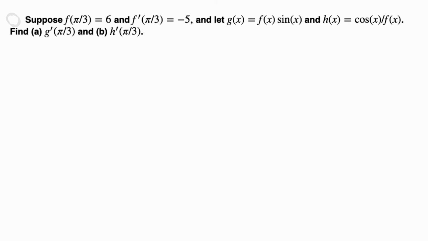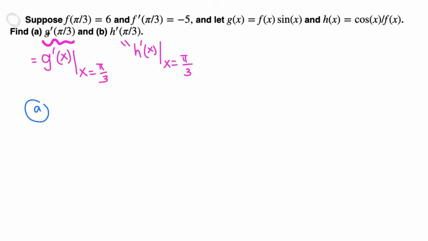Note that when we are asked to find g prime pi over 3, we find g prime x, the derivative of g, then replace x by pi over 3. Same thing here: find h prime, then replace x by pi over 3. Okay, so let me do a. We are asked to find g prime, so we need to find the derivative of g.